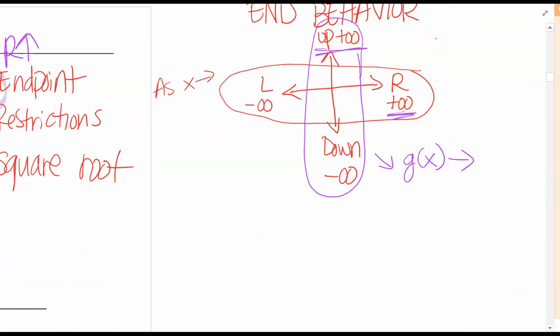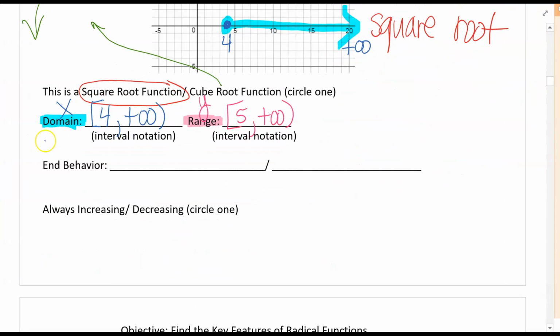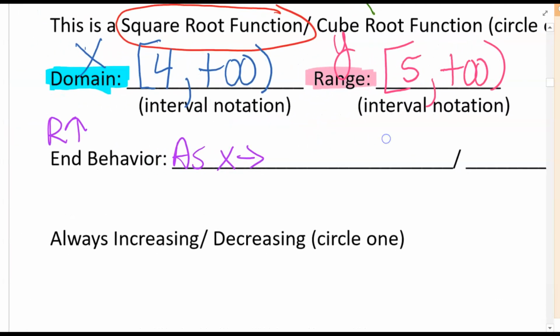So they're both going to be infinities, okay? But the first one is going to be as x approaches, and the second one is g of x approaches, okay? So we're going to say, for my end behavior, this is a right up. So we're going to say as x approaches the right is a positive infinity. The function is g of x. It approaches upwards, and upwards is a positive infinity.